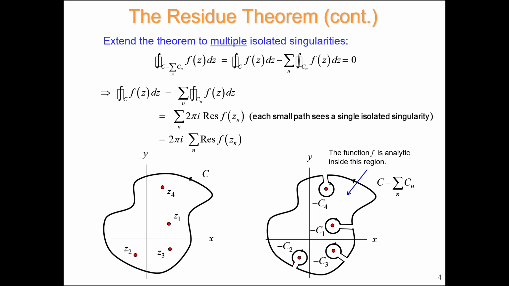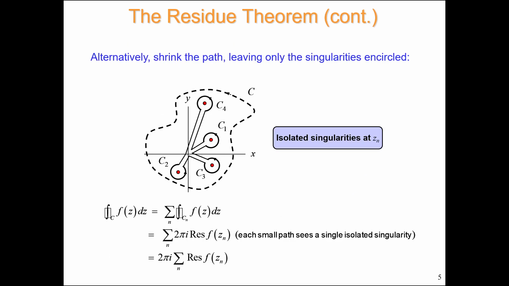Extend the theorem to multiple isolated singularities. The integral over C minus the summation of Cn of f of z dz equal to 0. The integral over C of f of z dz equal to the summation over n of the integral over Cn of f of z dz. Here, summation 2 pi i residue f of zn, that is 2 pi i times the sum of residues. Alternatively, the integral over C of f of z dz equal to the summation over n of the integral over Cn of f of z dz, that is equal to 2 pi i times the summation of residue f of zn.